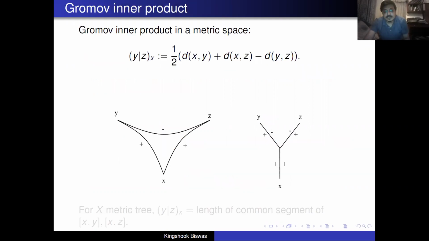So the main example will come from CAT(-1) spaces. Let me just recall the definition of the Gromov inner product in a metric space. The Gromov inner product of 2 points y, z with respect to x is half of the distance xy plus the distance xz minus the distance yz. So in this picture, this distance plus this distance minus this distance. If you do this in a tree, you get a picture like this, and for a tree, these sides cancel out. The Gromov inner product is just the length of the common segment of the geodesics from x to y and from x to z. So it measures how long the geodesics x to y and x to z stay close to each other.